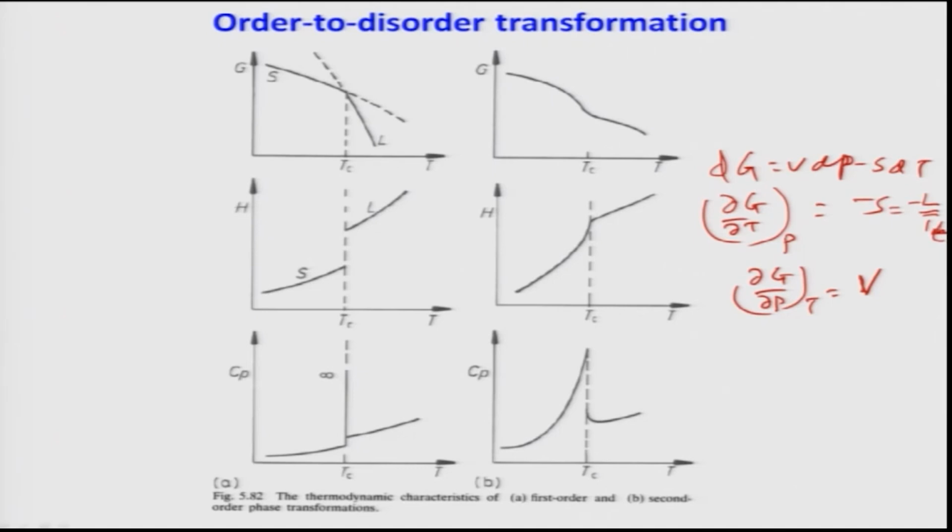Okay. So, that means what? If I plot H, which is nothing but the latent heat here, let us write H, against the transformation temperature, you see here that this is liquid, this is solid, there is a discontinuity. Okay, very clearly you can see that.